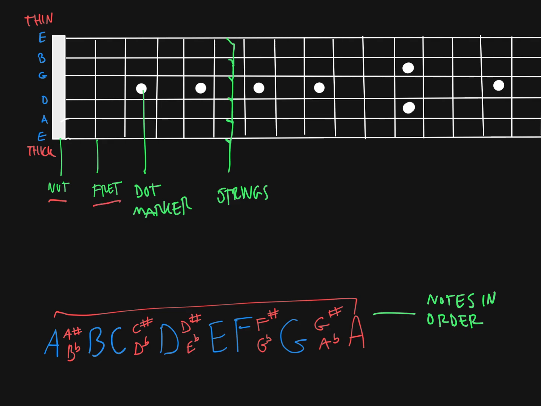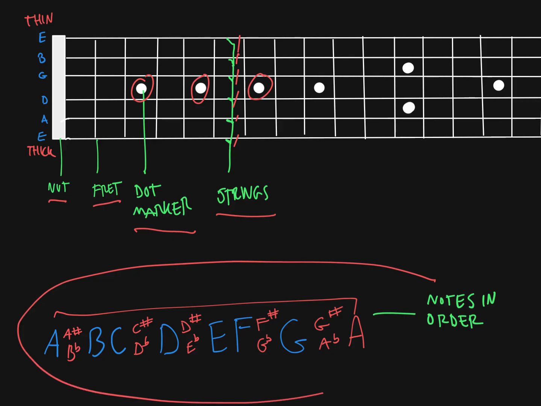And these are dot markers that you might see on many guitars. These dot markers here, the little circles, will help you orient yourself when you're looking at the guitar. And these lines here represent the strings. So this is a diagram. We're not looking at sheet music. This is not tab. Each one of those represents an individual string.